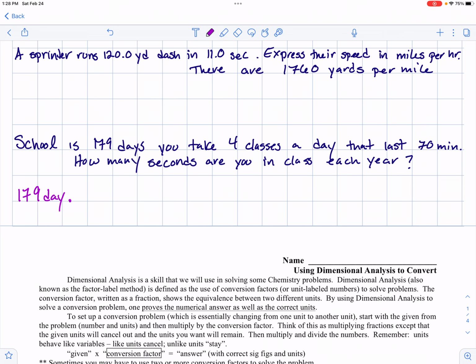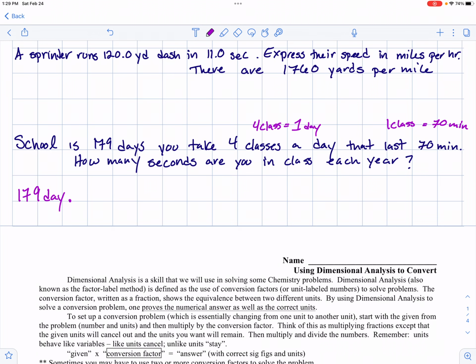So I've got a conversion factor already up here. We know that you have 4 classes per day. So that's the same as saying 4 classes equals 1 day for you. Because we want to do how many seconds you're in class each year, we want to be into class information. So you have 4 classes in every 1 day. And then we know that 1 class is equivalent to 70 minutes. That's how many minutes you're spending in each class.